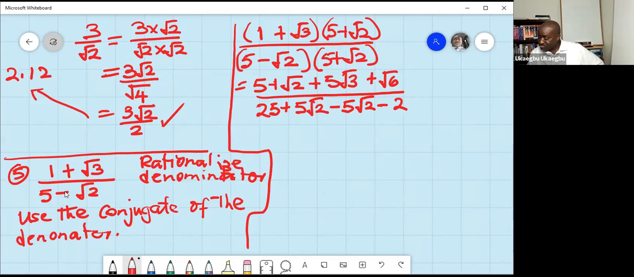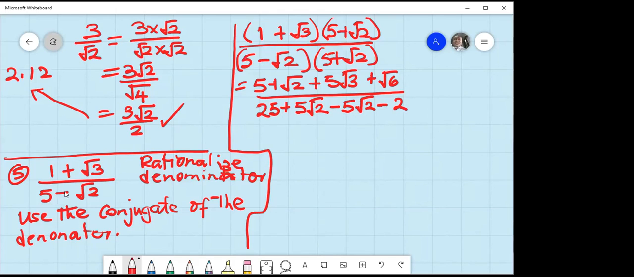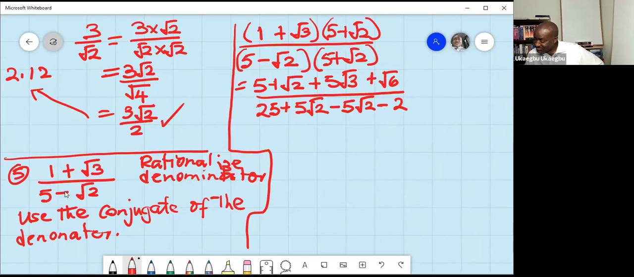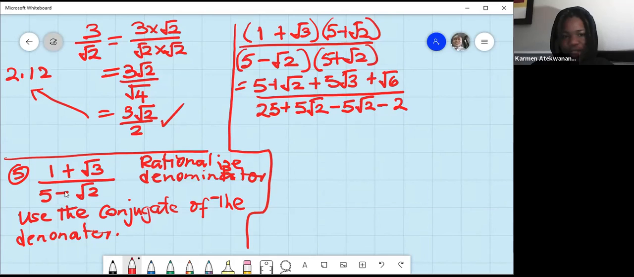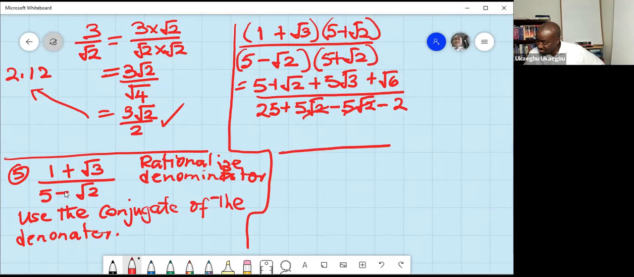So now let's try to collect our like terms. Do we really have like terms here? 5 root 2 plus negative 5 root 2 cancel. It equals 0. So it's going to be 25 minus 2 in the denominator, and you get 23, right? Yes, the denominator is going to be 23. So we write our 23.